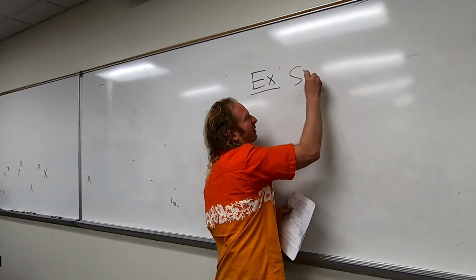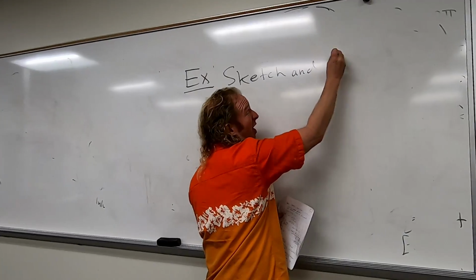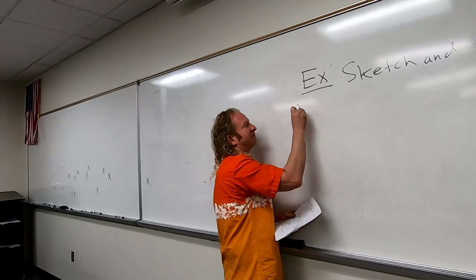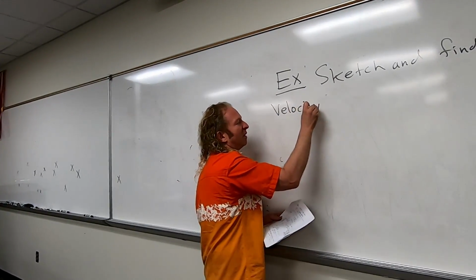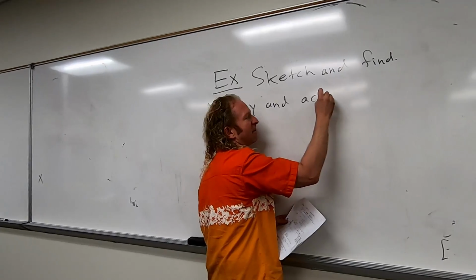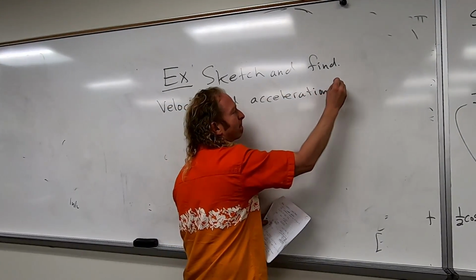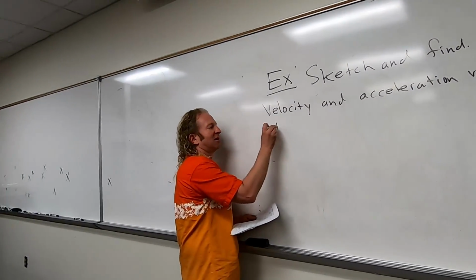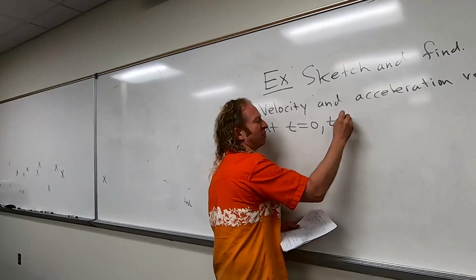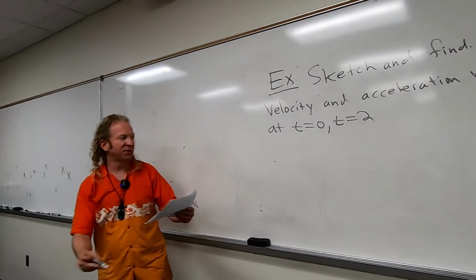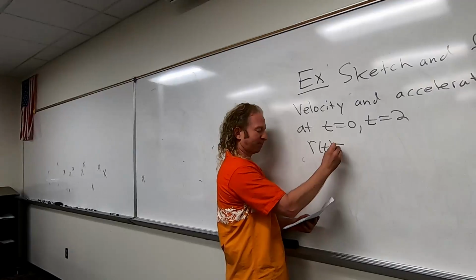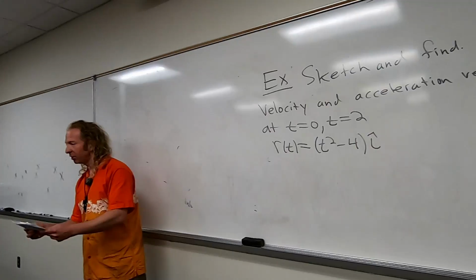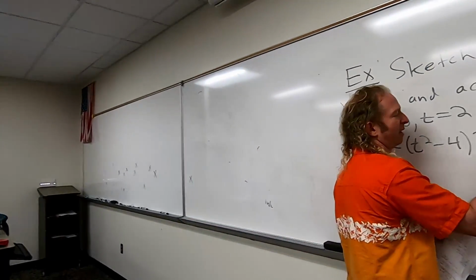Sketch and find is actually pretty hard. If you don't know how to do it, it's a little bit weird. So: sketch and find the velocity and acceleration vectors at t equals 0 and t equals 2. We're going to sketch and find both. They give us the position function, which is r of t equals t squared minus 4 i hat plus t j hat.